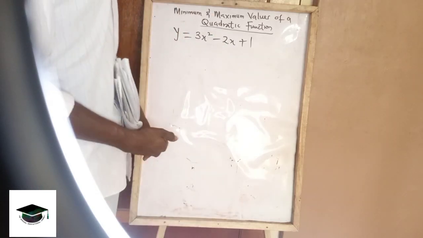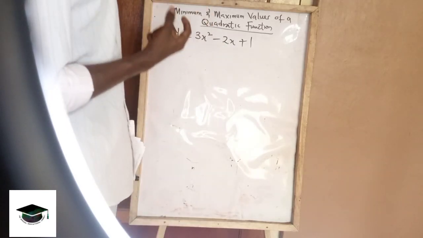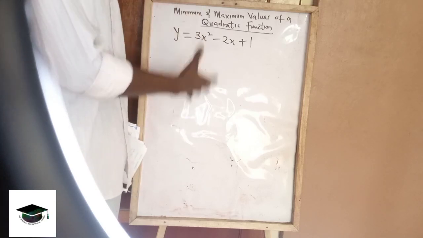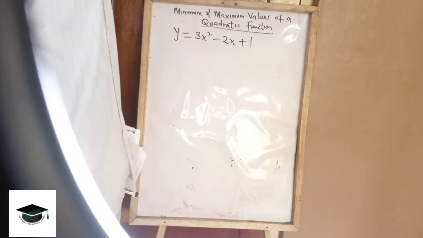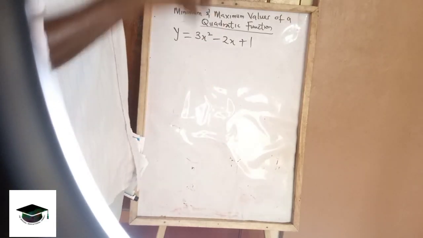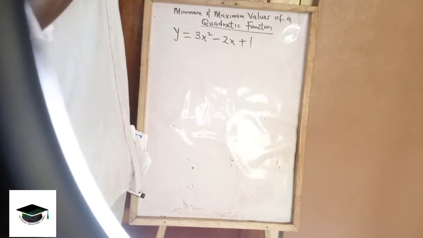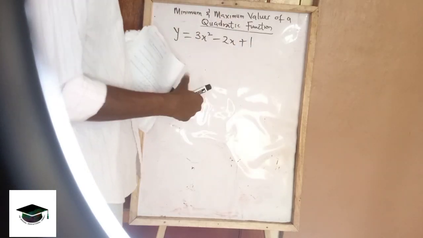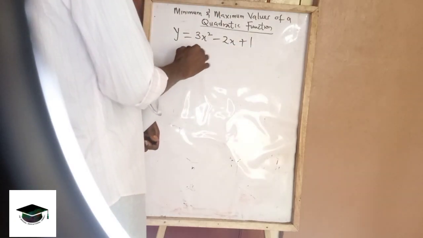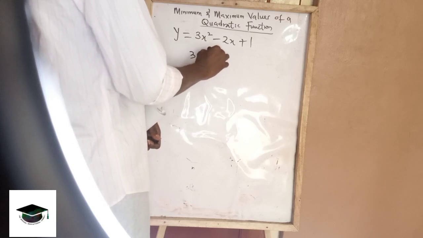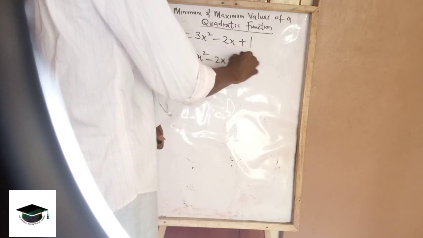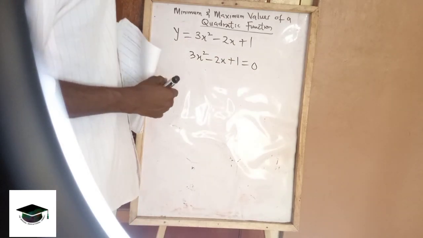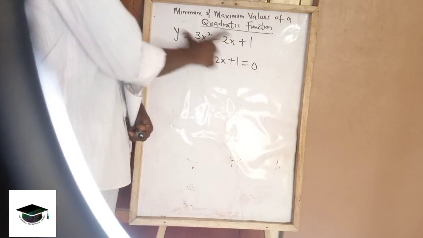So now, you can be asked to find the minimum value of x or the minimum value of y. It depends on what the question is saying. If the question is saying find the minimum value of x, this is how you're going to do it. This quadratic equation you have here, you just bring it out and say 3x squared minus 2x plus 1 equals 0. Now having done this, you will differentiate this.